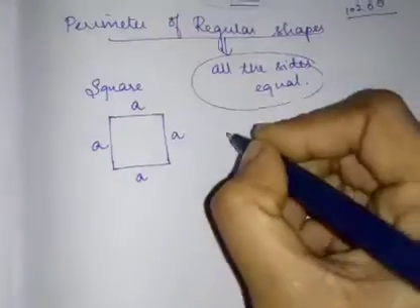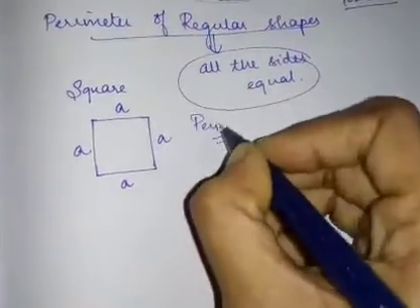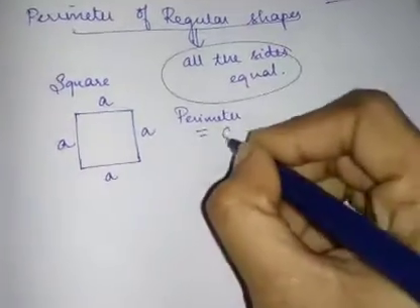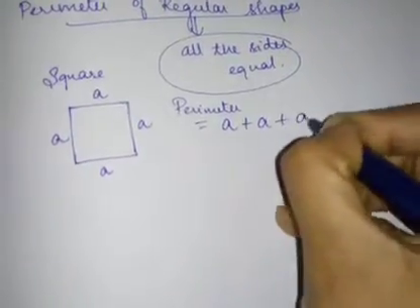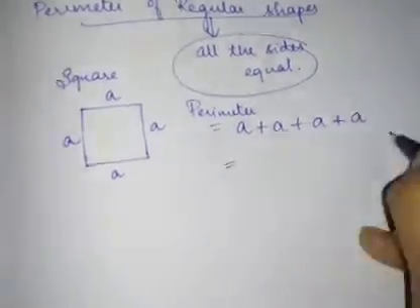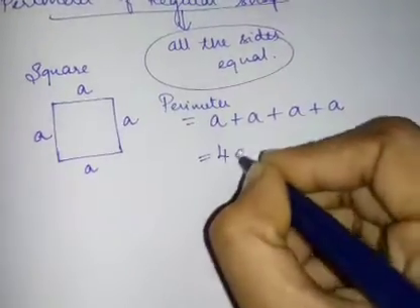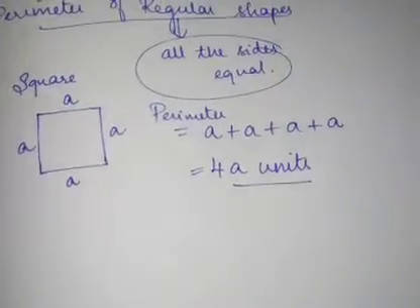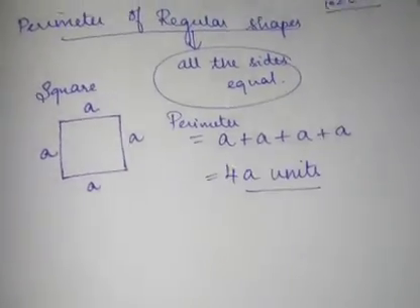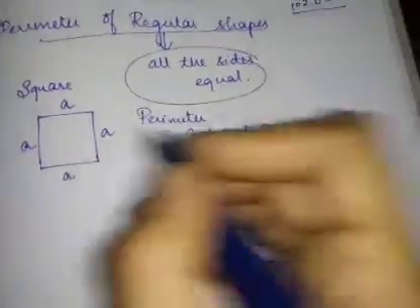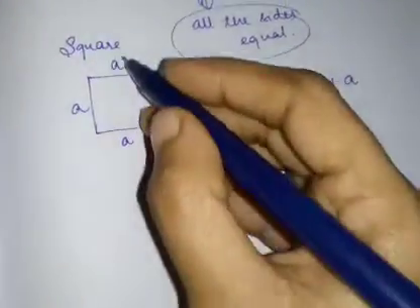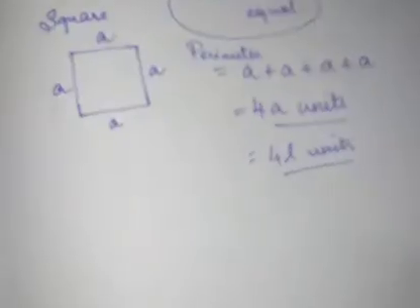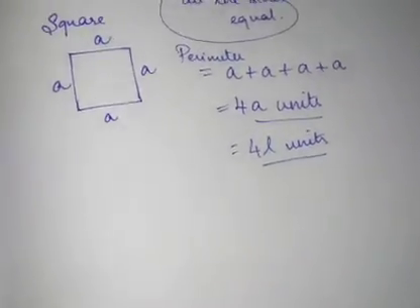So what is the perimeter of that square, children? Perimeter means you add all the 4 sides. A plus A plus A plus A. How many A are added? 4A. So 4A units is the perimeter of the square. If it is L instead of A, it means 4L units. That's all. This is the perimeter of the square.